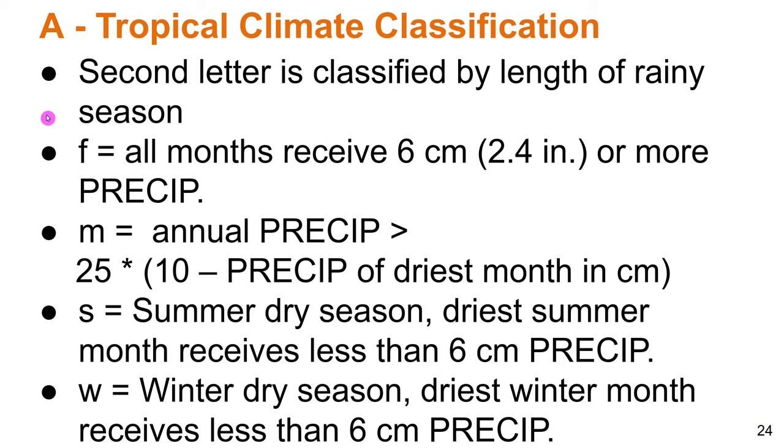So you check in this order: is it an A climate? If it is, then you check AF. If not AF, AM. If not AM, AS. If not AS, you check to see, is it an AW climate?